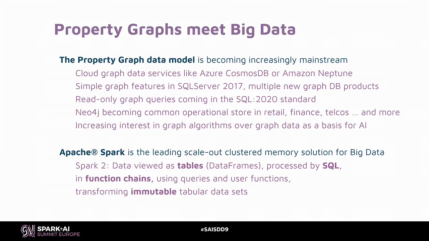So that's the property graph picture, and then we obviously have a massive movement that's developed around Apache Spark, and as we'll see, there's a very strong parallel with the types of problems that we're trying to address with the types of problems and the approach that was taken in Spark 2 with SparkSQL. So data viewed as tables and data frames processed by SQL, however it's actually presented, in function chains using queries and user functions in order to transform immutable tabular data sets.